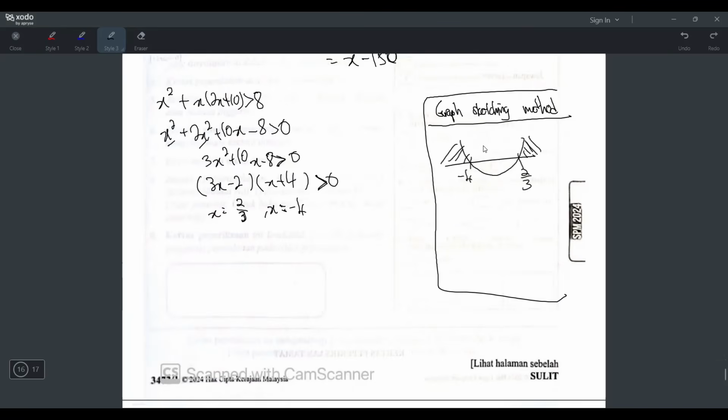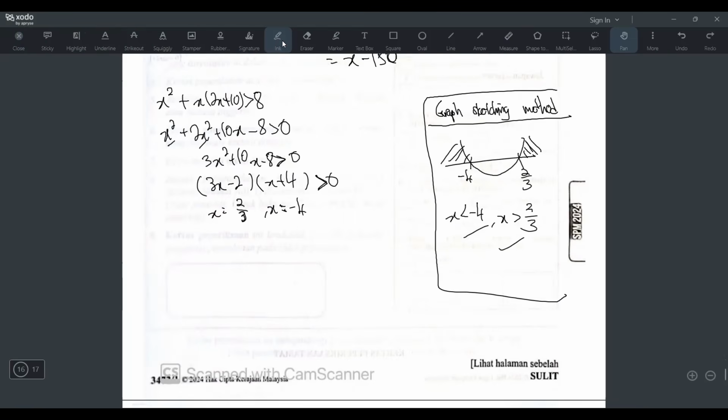So this one you shade here and here. So the answer is x smaller than negative 4, x bigger than 2 or 3, because that's the region represented in the shaded region. Okay, so this is the answer. But they want what? They want the table method. So of course this one cannot do like that, right?